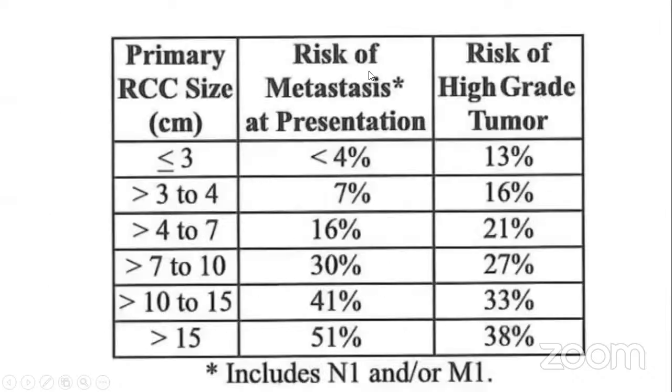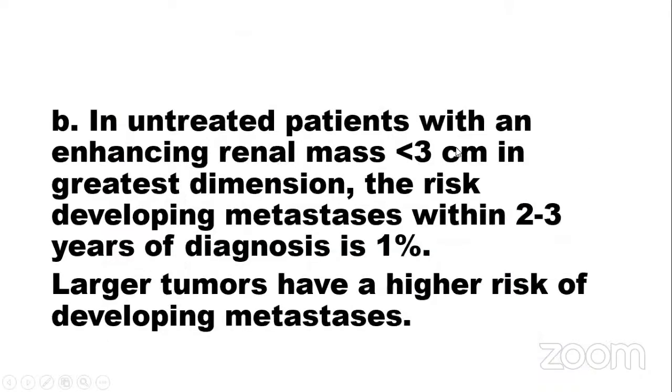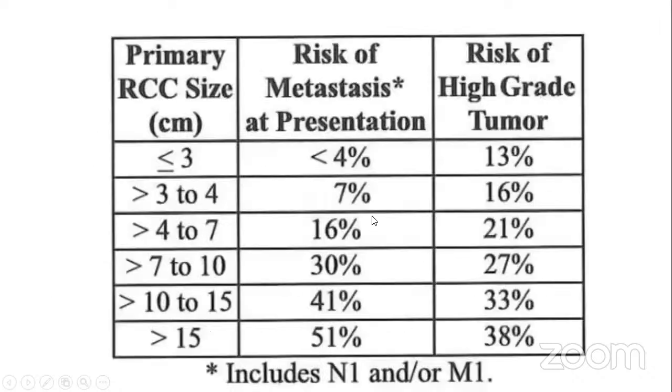This is the primary risk. If the primary RCC size is less than or equal to 3 centimeters, as we mentioned, the risk of metastasis at presentation is 4%. But if it is less than 3 centimeters in greatest dimension, the risk within 2 to 3 years is only 1%. The risk of a high-grade tumor in this group is 13%.